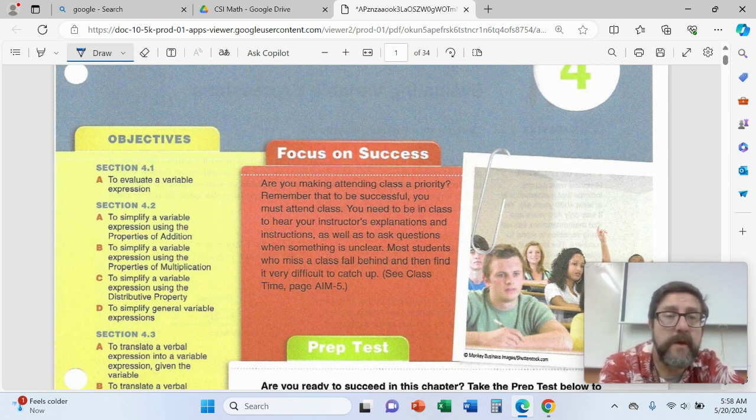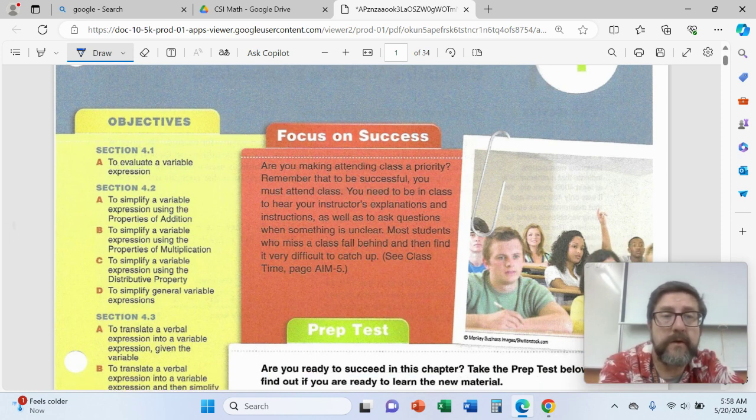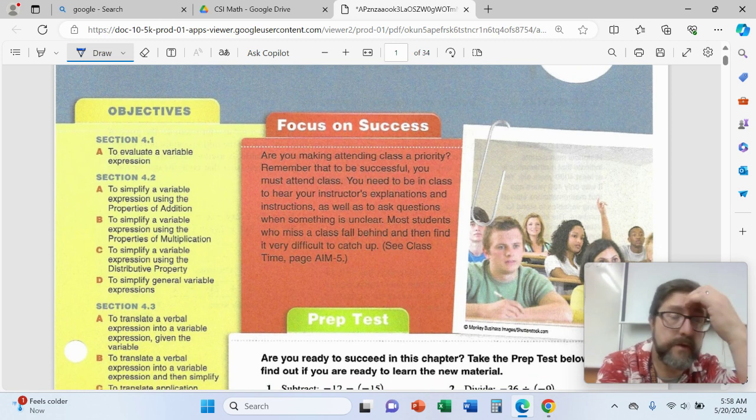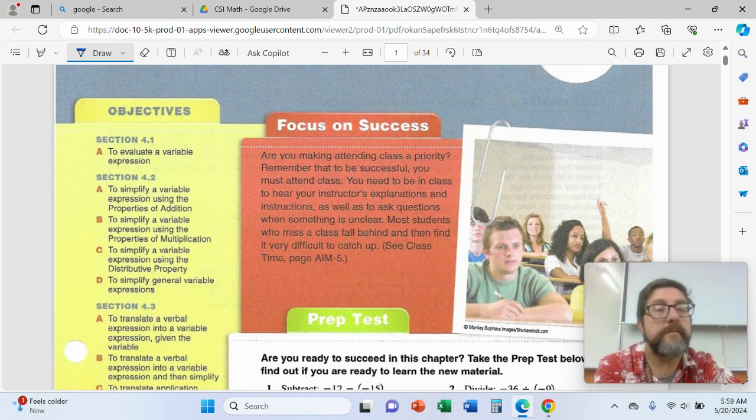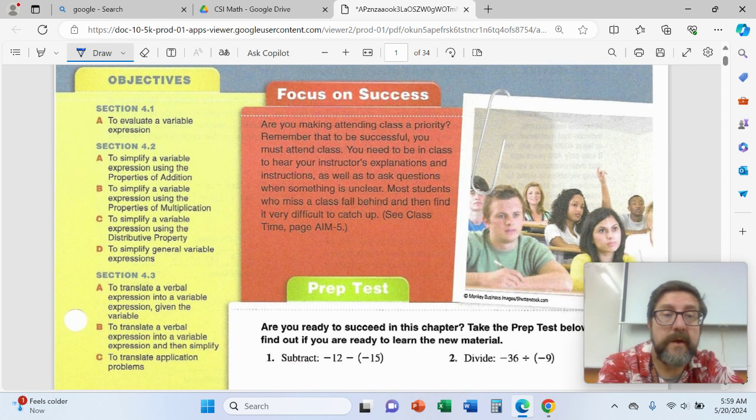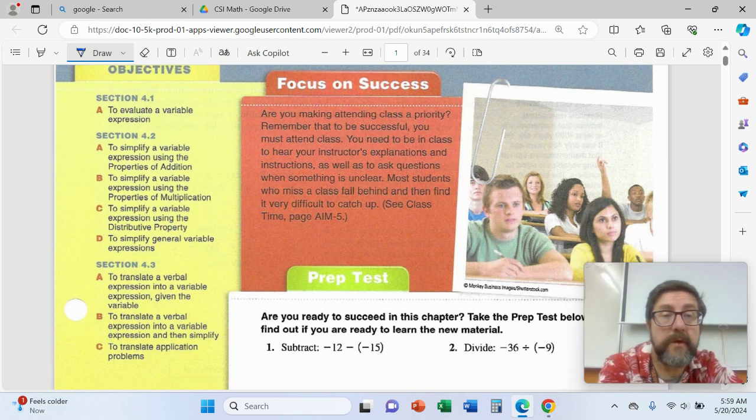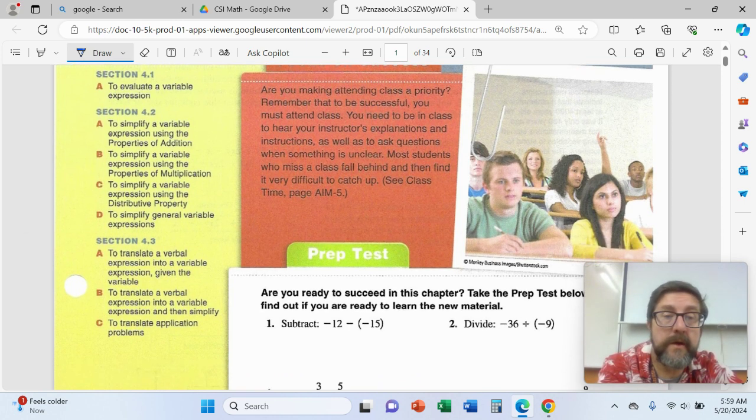So, today our objectives are to evaluate a variable expression, to simplify a variable expression using the properties of addition, to simplify a variable expression using the properties of multiplication, to simplify a variable expression using the distributive property, and to simplify variable expressions.